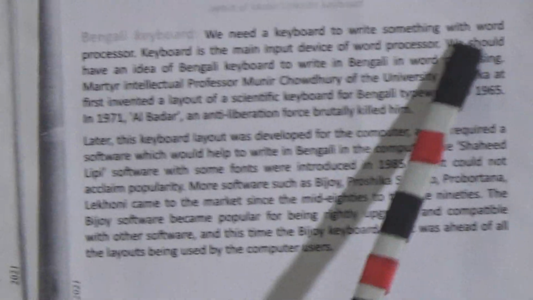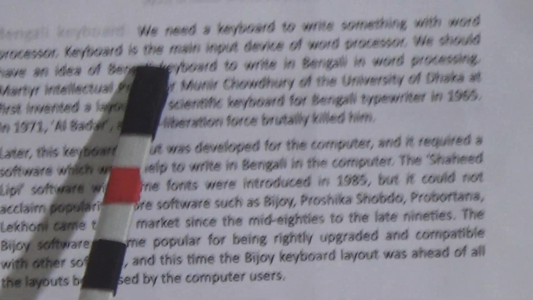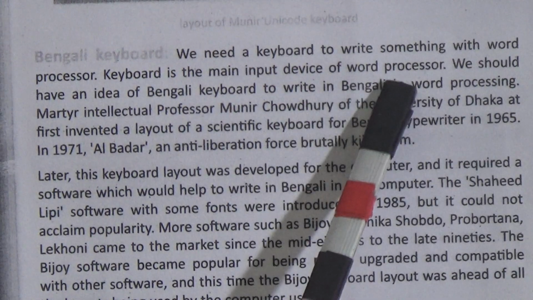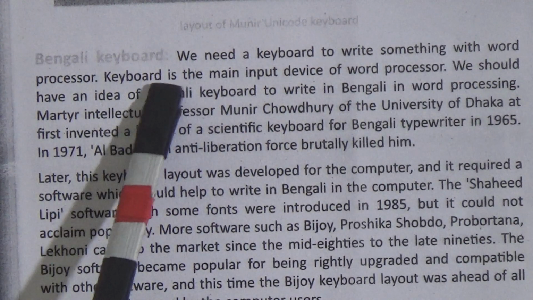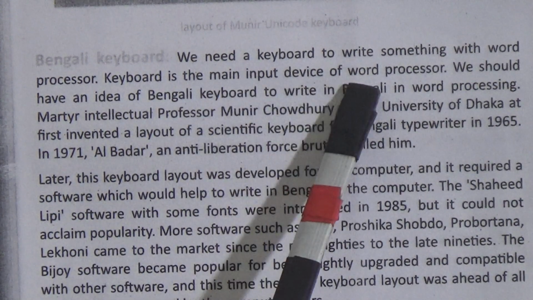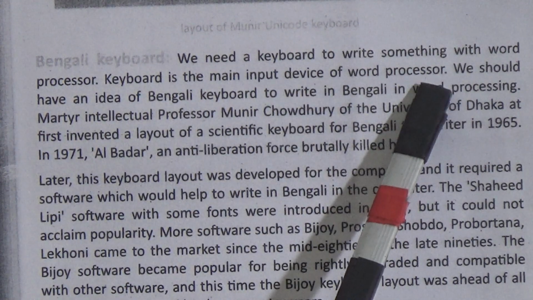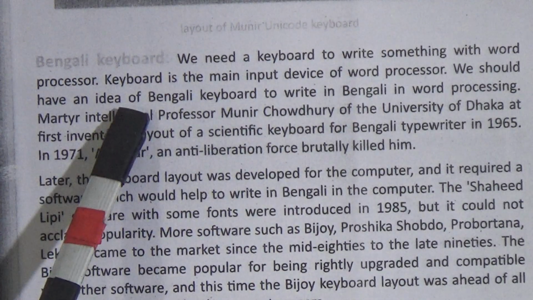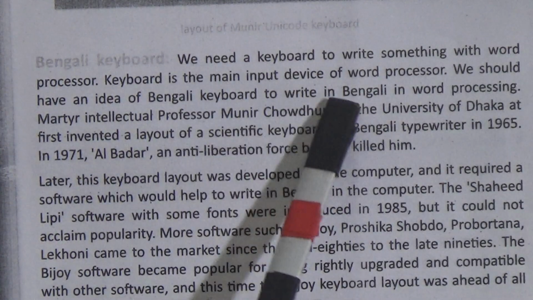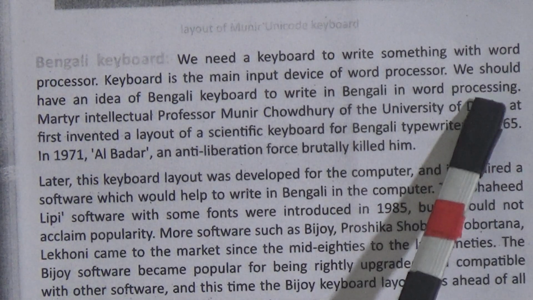Bengali keyboard: we need a keyboard to write something with a word processor. The keyboard is the main input device of a word processor. This is the most important line for MCQ. We should have an idea of the Bengali keyboard to write in Bengali in word processing.